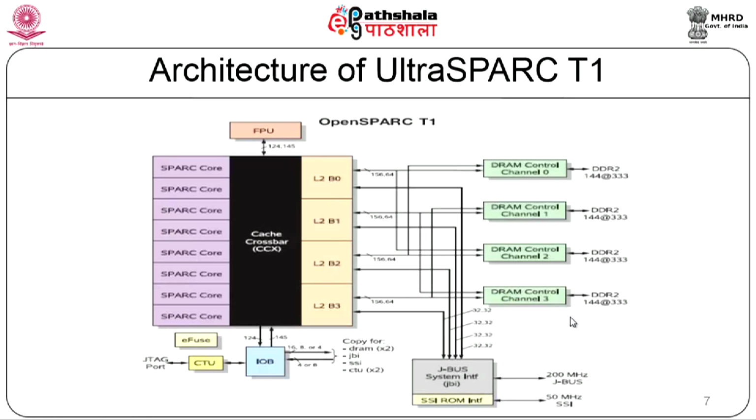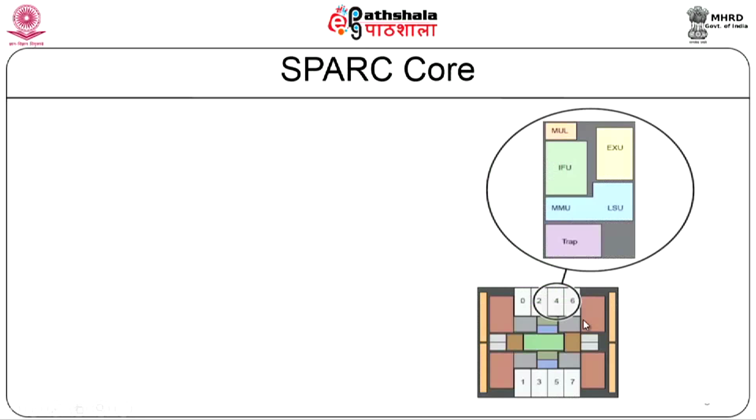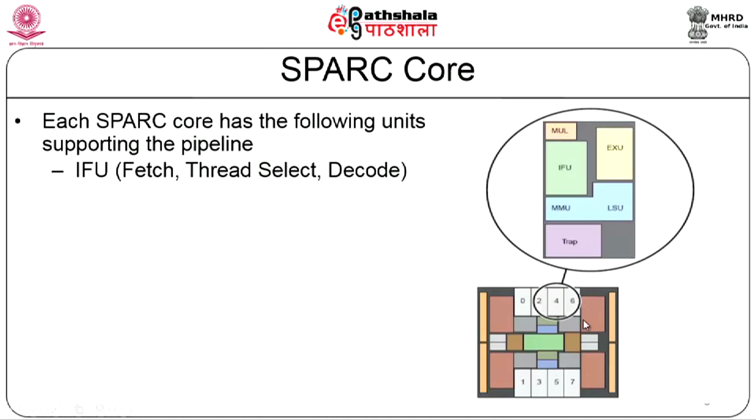So, when you switch from one thread to another thread, the overhead that you have should be 0 cycles. So, it is a 0 cycle thread switching that happens when you have a multi-threaded architecture like this. So, if you look at the SPARC core here, each of these SPARC cores have some units which are dedicated to each core, some units which are shared between the various cores of the processor.